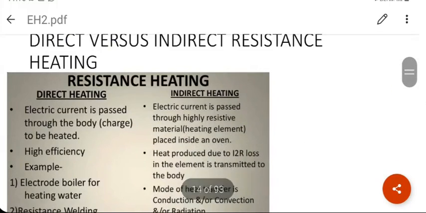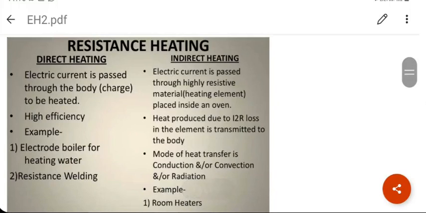Now, these things we have already seen. Direct heating, electric current is passed through the body. By the way, the material to be heated or body to be heated is also known as charge. Don't confuse it with electric charge. This is a word used by mechanical engineers for describing the material that they are trying to heat. It is just a word. It has no units, nothing. So charge means the material to be heated. If you pass the current through the charge itself, then it is direct heating.